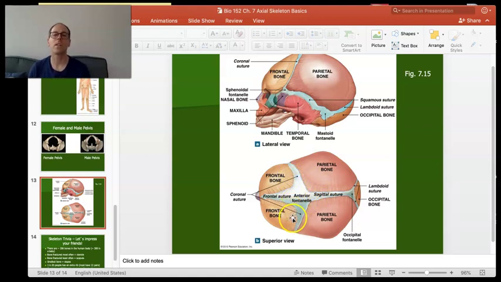There's a sheet of connective tissue, and that fontanelle allows that flexibility. You also have a fontanelle over here called the mastoid fontanelle, and that's between the parietal bones and occipital bones, right where the mastoid process would be. And again, those are accommodating for growth and birth.